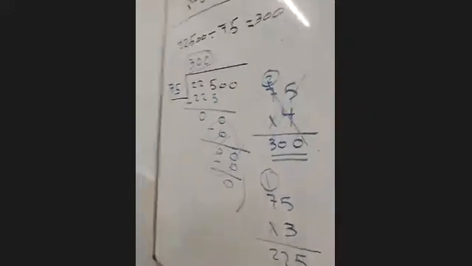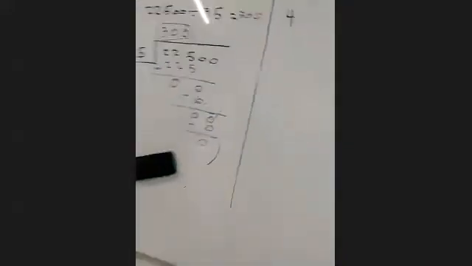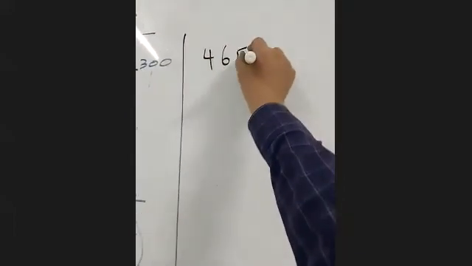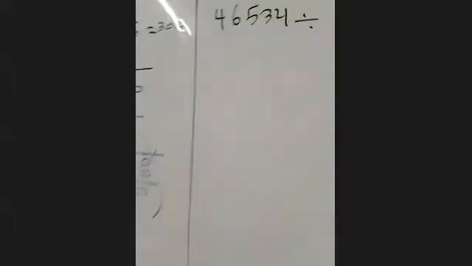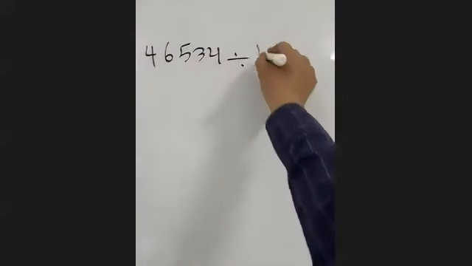Let's take another example. For example, if I have this division, 46,534 divided by 152.